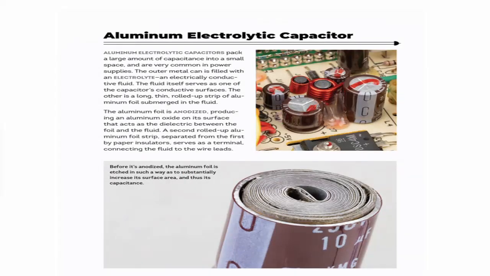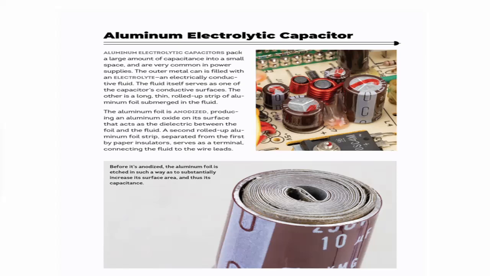The next component is aluminum electrolytic capacitor. An aluminum electrolytic capacitor is a type of capacitor that uses aluminum oxide as the dielectric material and an electrolyte to increase capacitance. Construction: it is constructed by an aluminum foil anode, an aluminum oxide dielectric layer, electrolyte that can be liquid or solid, cathode foil, and encased in aluminum or plastic casing.